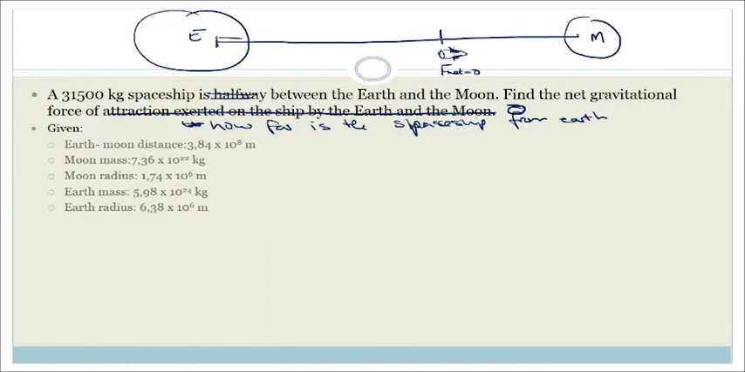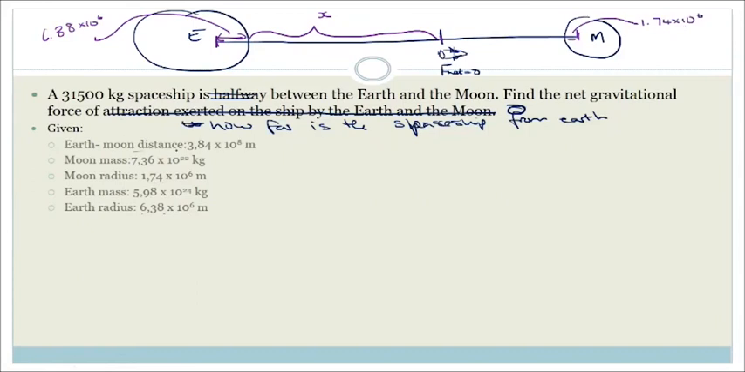We know that this distance here we've been given, the Earth's radius, is 6.38 times 10 to the 6. We want to know how far it is away from the Earth, so we want to know this distance here, x. And this distance here is 1.74 times 10 to the 6.